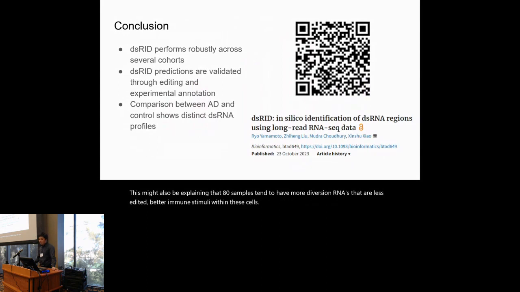In conclusion, we show that dsRID performs robustly well across several cohorts. dsRID predictions are validated through A2I editing levels and through external experimental annotation. And comparison between AD and control using dsRID shows potentially distinct dsRNA profiles, and this project is being published.